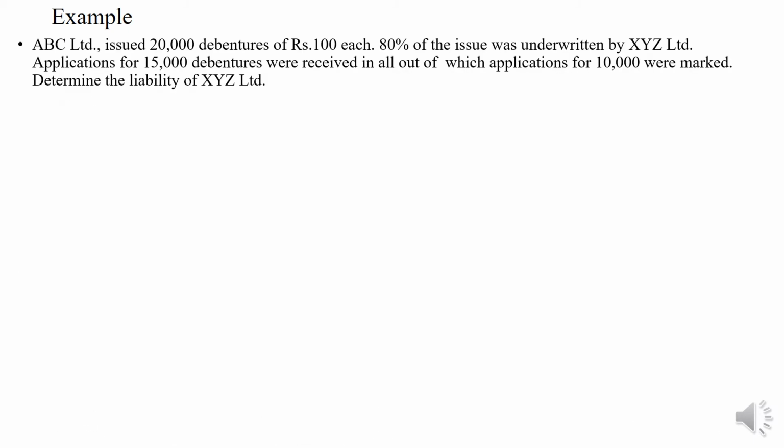Now let us discuss an example. ABC Limited issued 20,000 debentures of ₹100 each. 80% of the issue was underwritten by XYZ Limited. Applications for 15,000 debentures were received in all, out of which applications for 10,000 were marked. That means the remaining 5,000 is unmarked, which has to be credited to the company. So we have to determine the liability of the underwriter, who is none other than XYZ Limited.